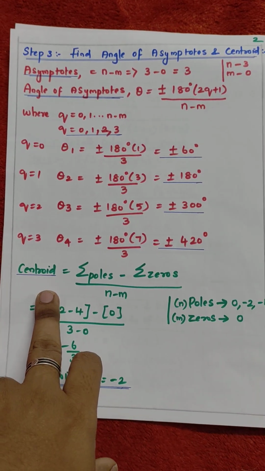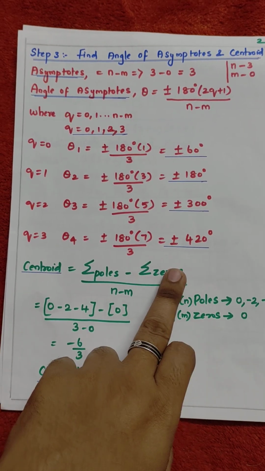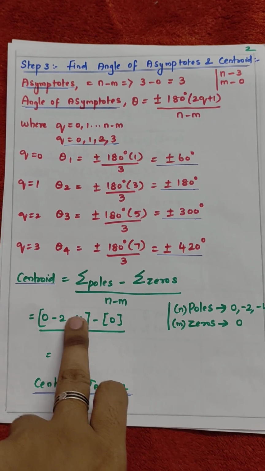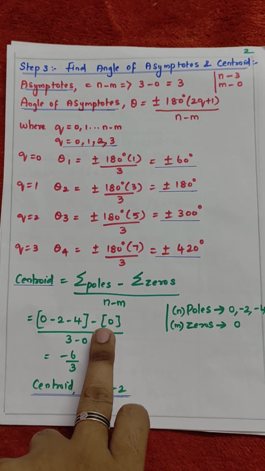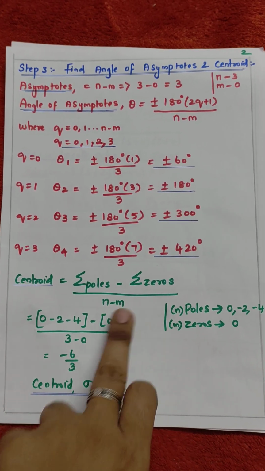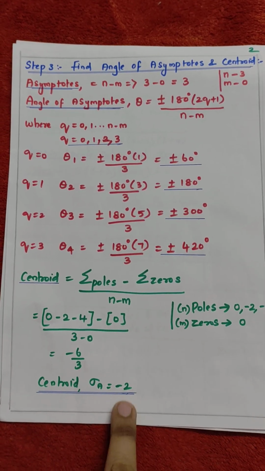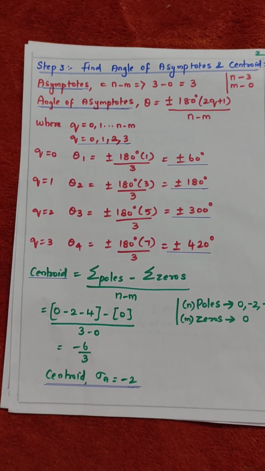When you come to the centroid, the formula is summation of poles minus summation of zeros divided by n minus m. You know the poles, all three poles: 0, minus 2, minus 4. There are no zeros. So this is minus 6 divided by n minus m, which is 3. So sigma a equal to minus 2.